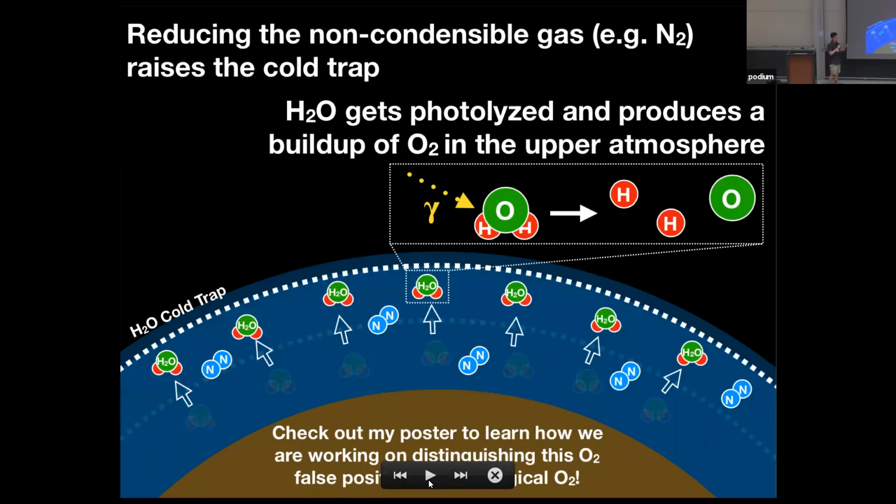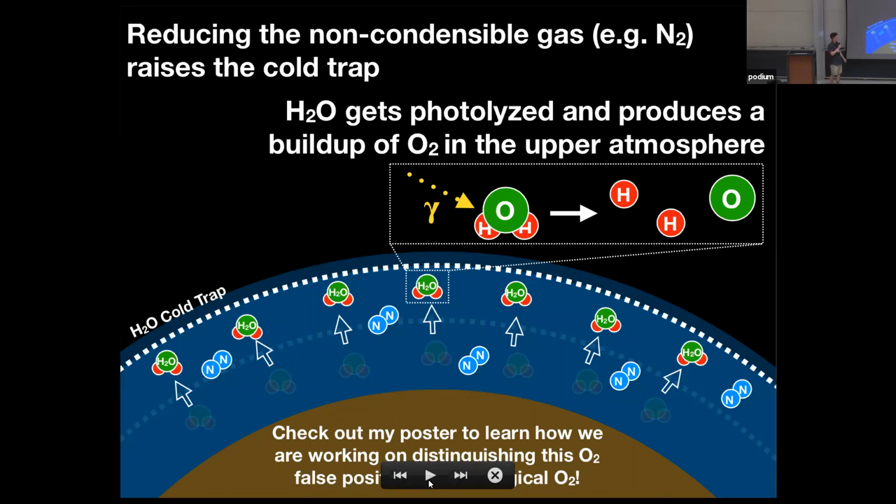If you take away some of the nitrogen in the atmosphere, this causes the cold trap to rise in altitude into the upper atmosphere, and it also provides a way for water to get into the upper atmosphere as well. Once this water is in the upper atmosphere, it can get photolyzed, and the hydrogens will escape to space because they're relatively light, and the oxygen will stay in the upper atmosphere because it's relatively heavy.